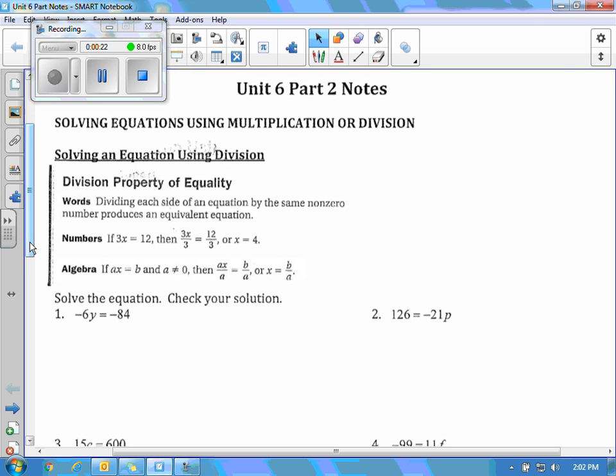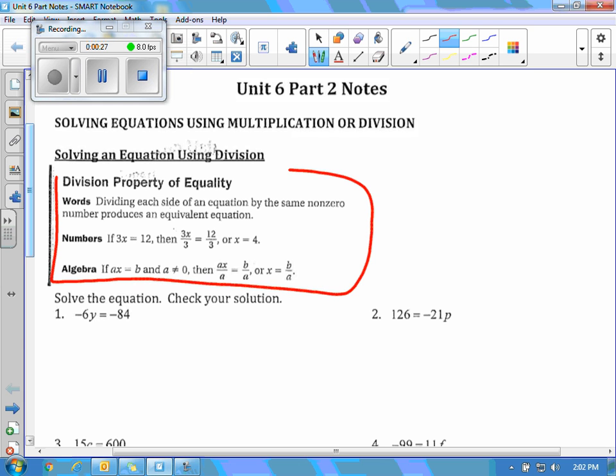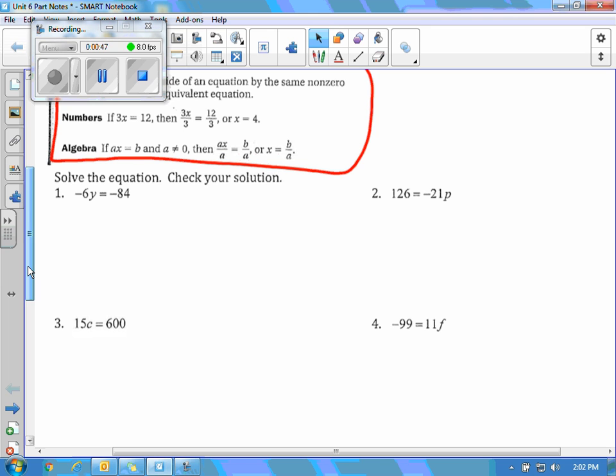So again, just like on the last note, there's this section that I copied and pasted for you out of your book. In words, it says dividing each side of an equation by the same non-zero number produces an equivalent equation. So this is the thing we've been talking about the past couple of days, that if you do the same thing to both sides of an equation, you'll wind up with an equivalent equation. So directions, same as they were on Part 1: solve the equation, check your solution. Remember, I'm going to need you to box it and rewrite it before you do anything else.